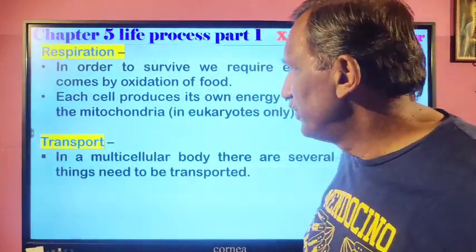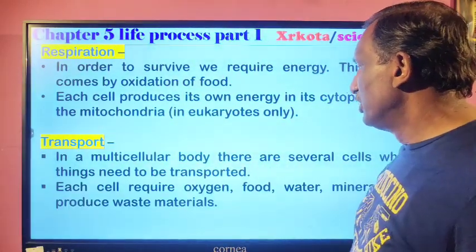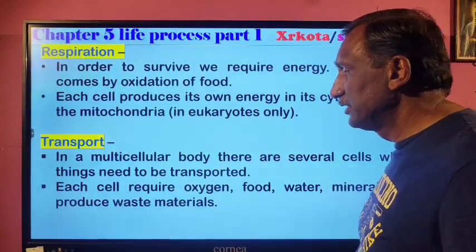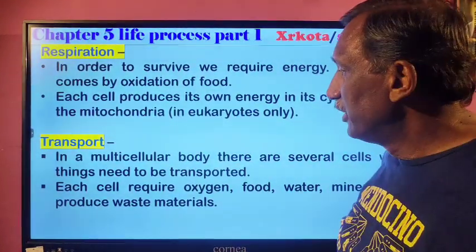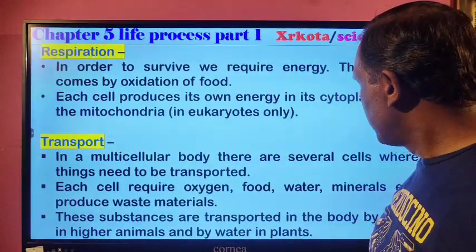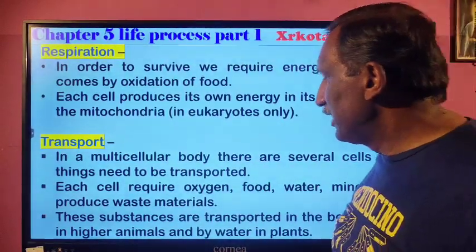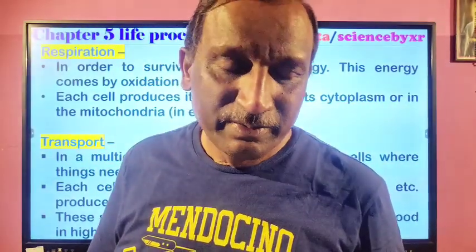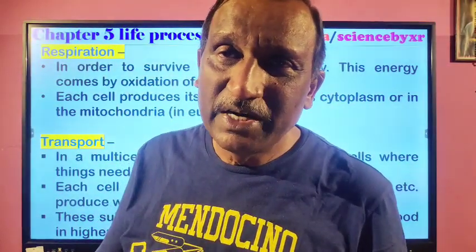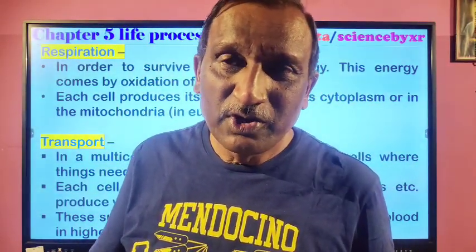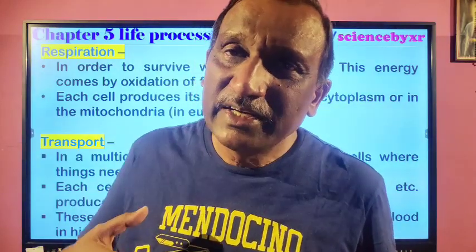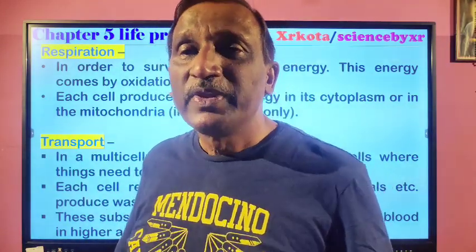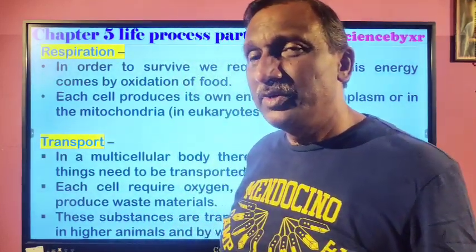There are several things which we are required to transport. Each and every cell requires oxygen, food, water, minerals, hormones, etc. So all these things need to be transported, and these substances are transported in the body by blood in the higher animals, and water by the tracheal system and xylem and phloem in plants. And in unicellular organisms or smaller organisms where the complexity is not there, it is simply done by a process called diffusion. So transport is another important property.